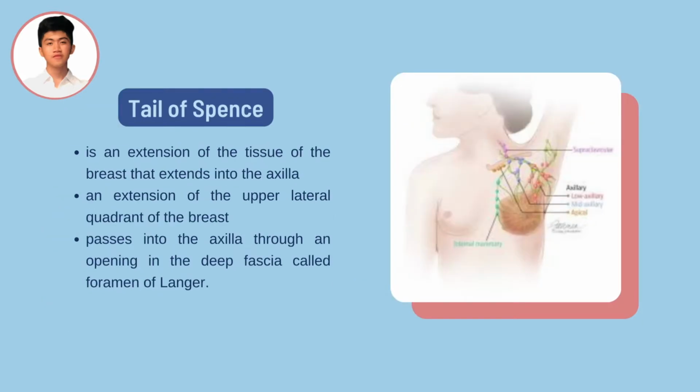The tail of Spence. The tail of Spence is an extension of the tissue of the breast that extends into the axilla. It is actually an extension of the upper lateral quadrant of the breast. It passes into the axilla through an opening in the deep fascia called foramen of Langer.